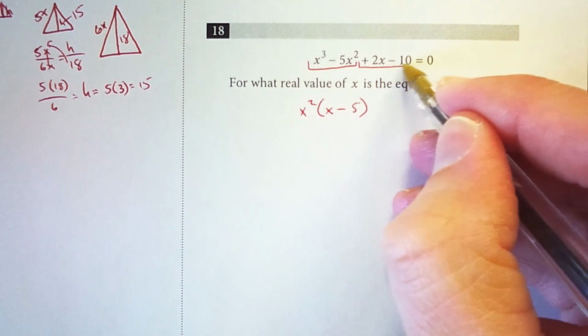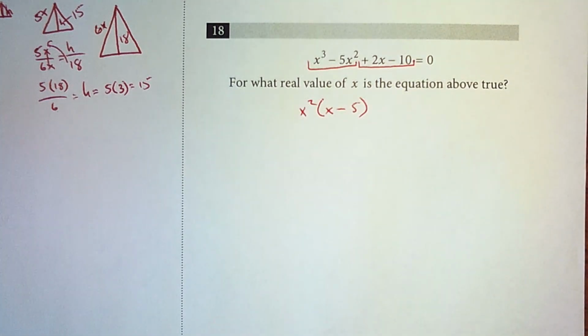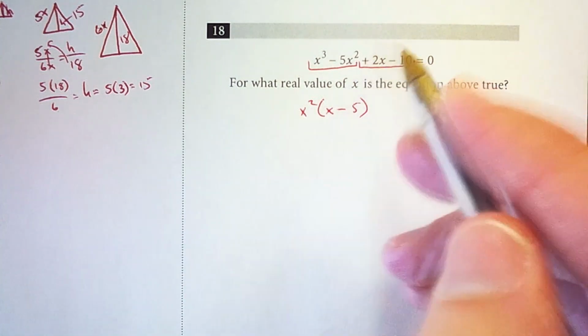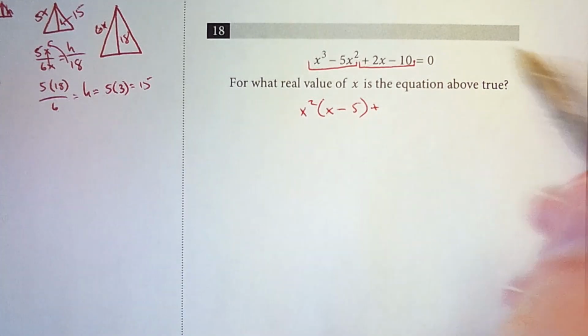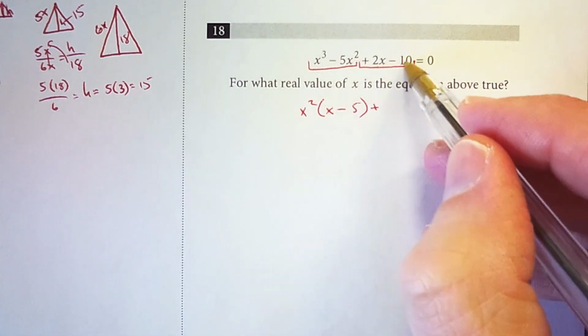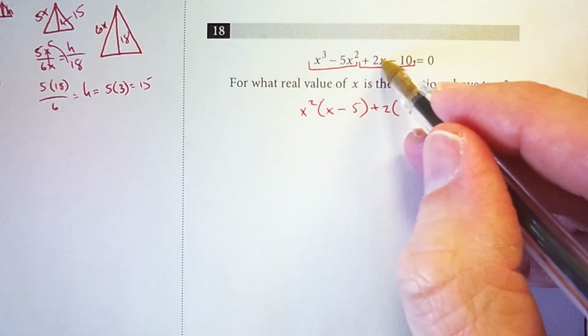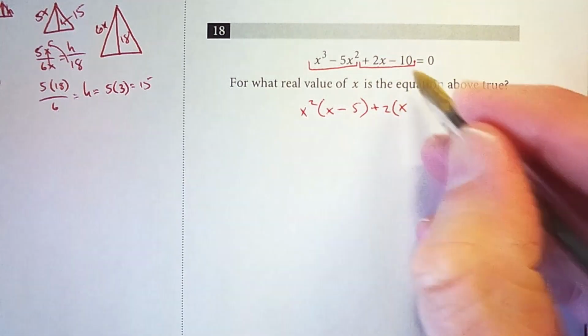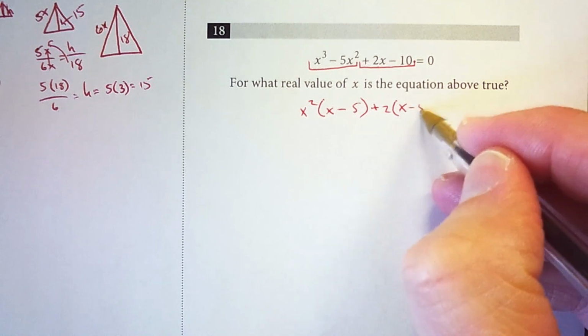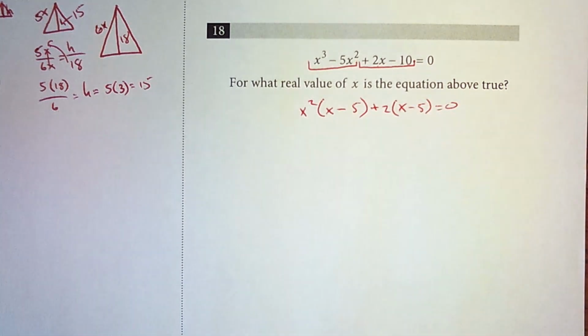Then I will factor the GCF out of the next group, and I have to factor out that sign, so it's plus. And I'm going to factor out a 2. The GCF here is 2. And when I factor out that 2, 2x divided by 2 is x, and negative 10 divided by 2 is negative 5. So I have now factored the equation.